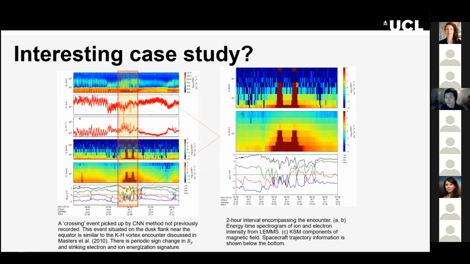And in the process of doing the error analysis, I came across one event which is similar to the Kelvin-Helmholtz vortex encounter which Masters et al. 2010 discussed. And in this particular event, we see periodic sign changes in BY, so that's the green line. And we also have striking ion and electron energization during this particular encounter. And so this could potentially be an interesting case study.